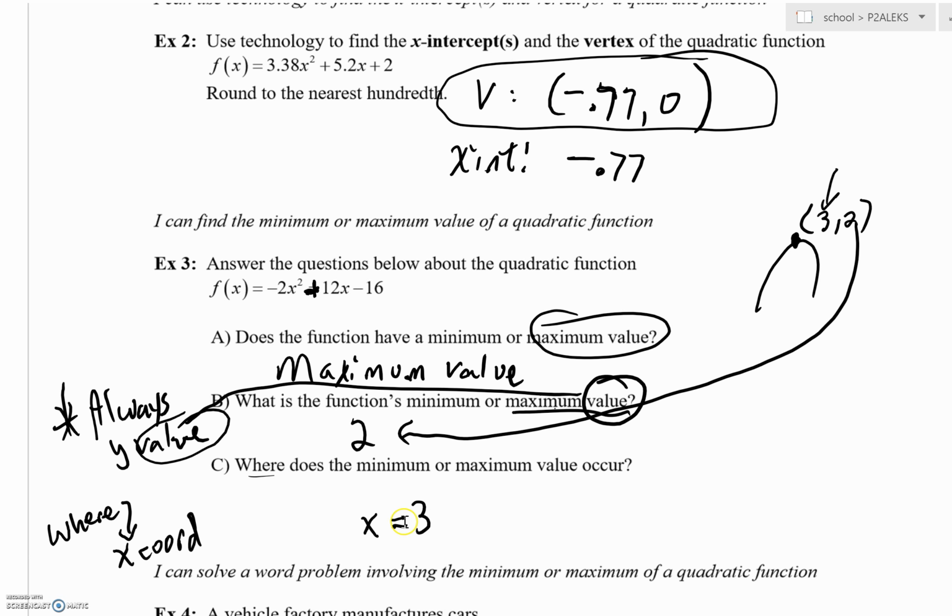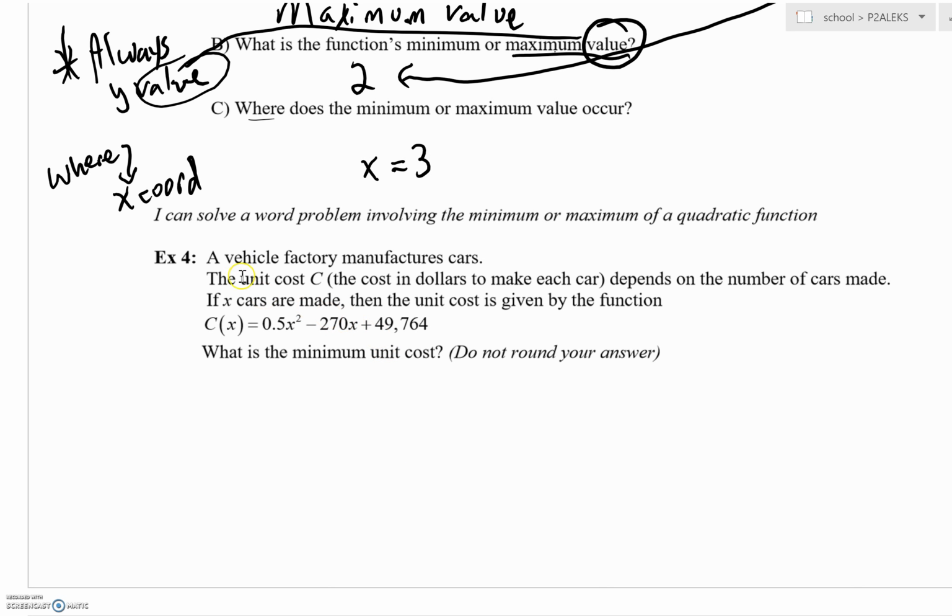Take a look at example 4. Guys, example 4, it can get a little intimidating. Big numbers. A vehicle factory manufactures cars.